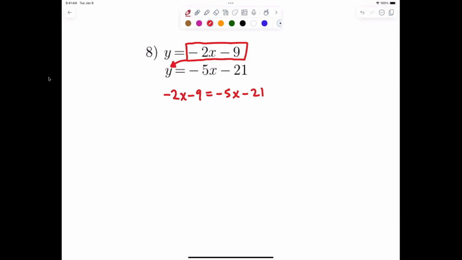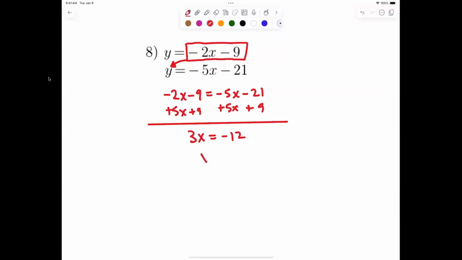Now we're just solving this out. Adding 5x, adding 9. 3x equals negative 12. So if I divide by 3, what does x equal? Yes, ma'am. What's the matter? It doesn't matter which one you take. In this case, right? It won't matter.